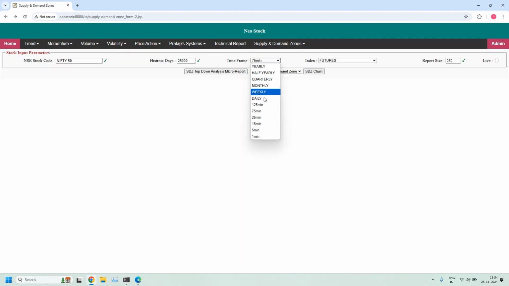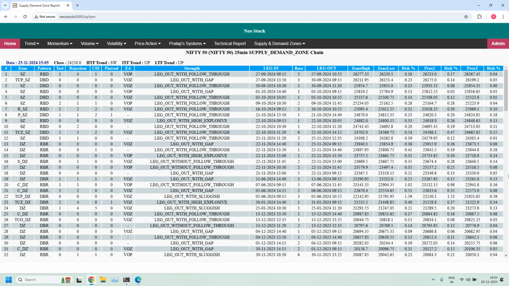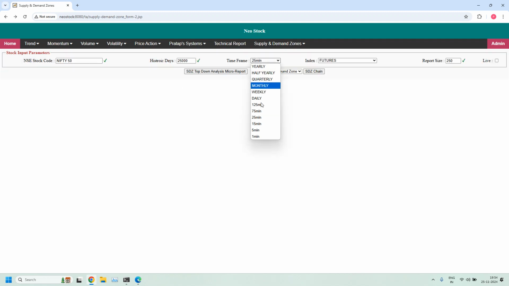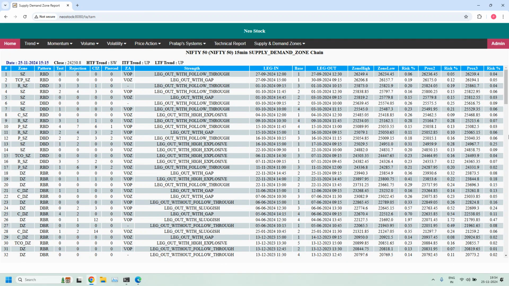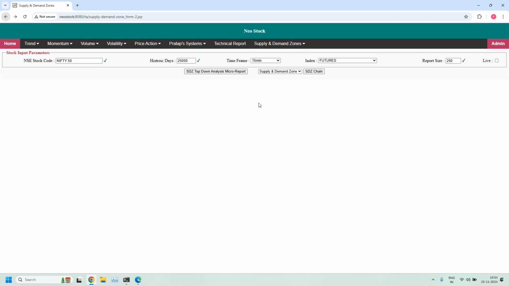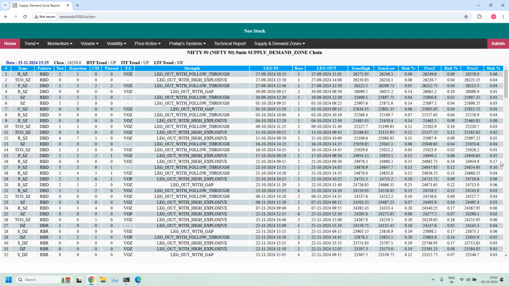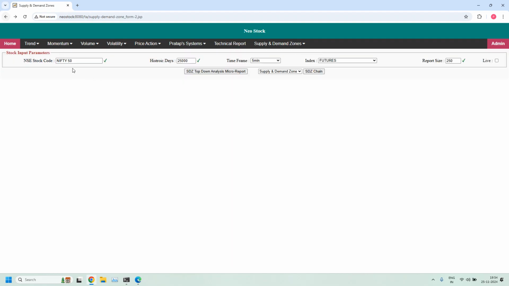Next time frame is 25 minutes, generating 25 minutes supply demand zone chain for NIFTY. Next time frame is 15 minutes, generating 15 minutes supply demand zone chain for NIFTY. Next time frame is 5 minutes, generating 5 minutes supply demand zone chain for NIFTY. Okay, this is about NIFTY. Next, BANKNIFTY supply demand zone chain. So it should be NIFTY Bank.